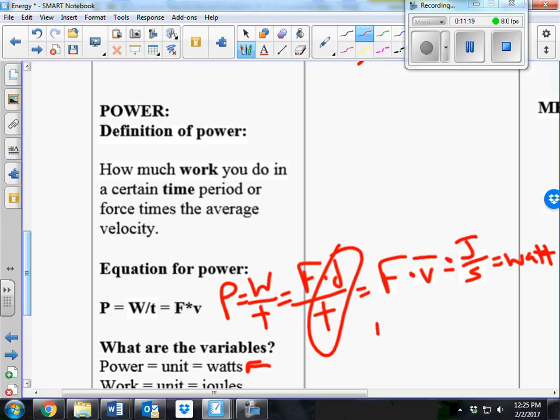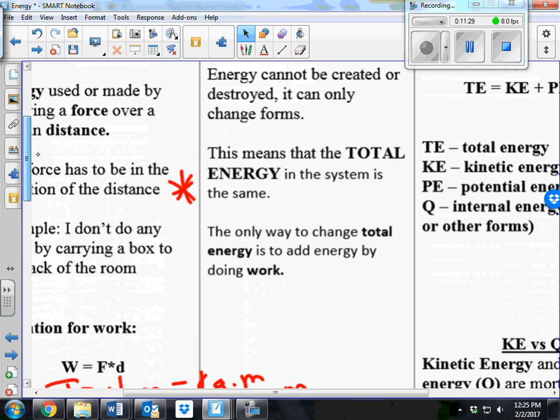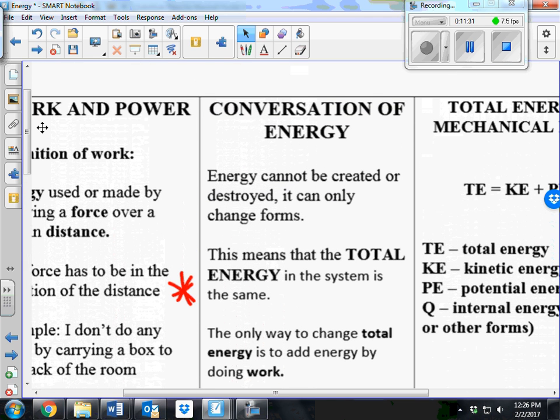And if I really wanted to, I could say newtons times meters per second, which is its own crazy type of unit if I were to carry that out, which I'm not going to because I've never seen the Regents do it. Doesn't mean they won't. They could potentially ask you that question.